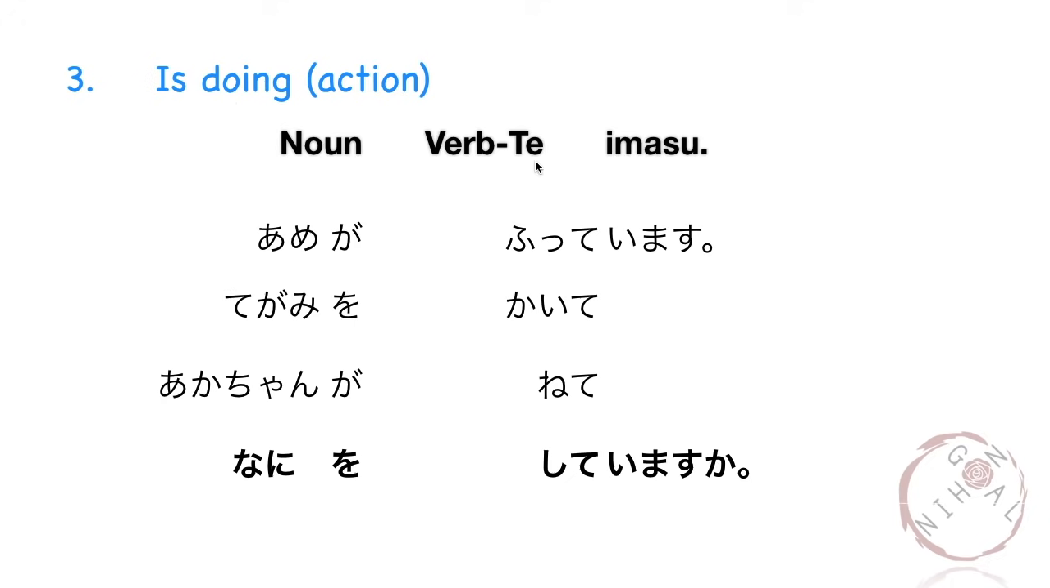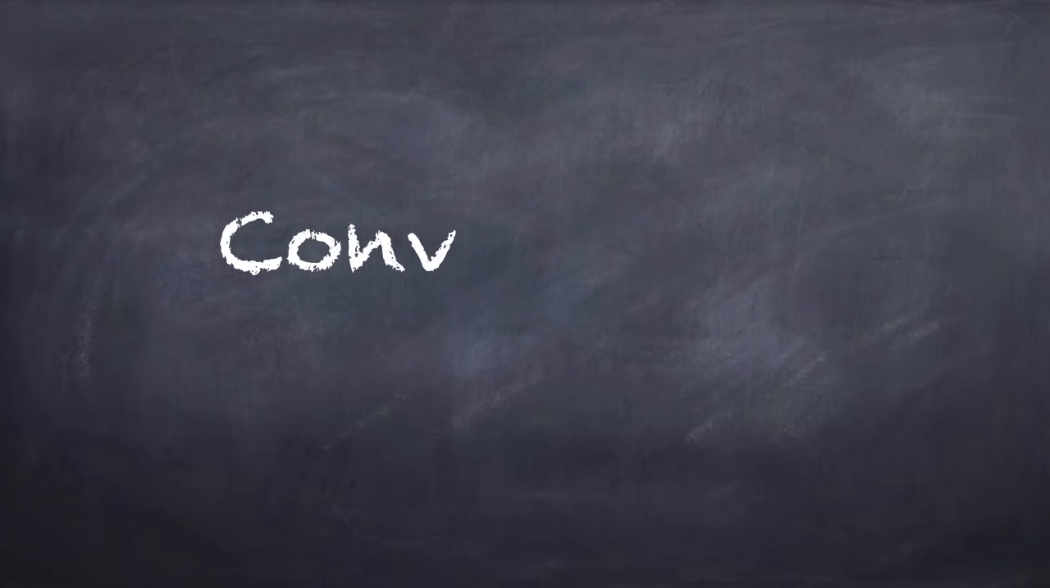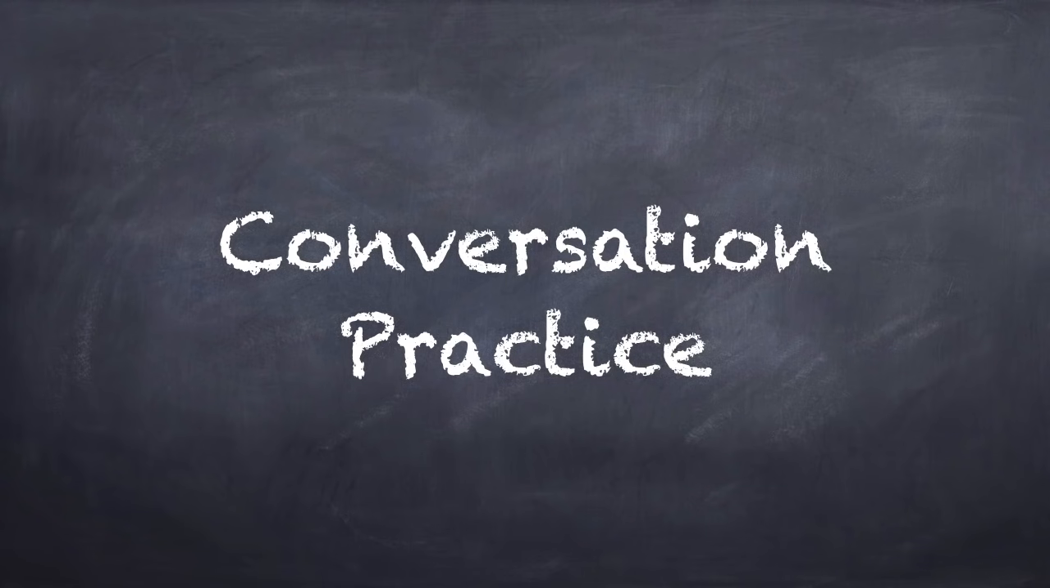Next is how to express that an action is ongoing. We say verb te imasu. For example, 雨が降っています。手紙を書いています。赤ちゃんが寝ています。And to ask the question, what are you doing? 何をしていますか? Next is how to express that you want to do something for someone. Shall I do an action? By using the verb stem, or verb minus masu, and adding mashou ka. Examples: 荷物を持ちましょうか。窓を開けましょうか。仕事を手伝いましょうか。For our conversation practice, I only have one question, and that is, 今何をしていますか?